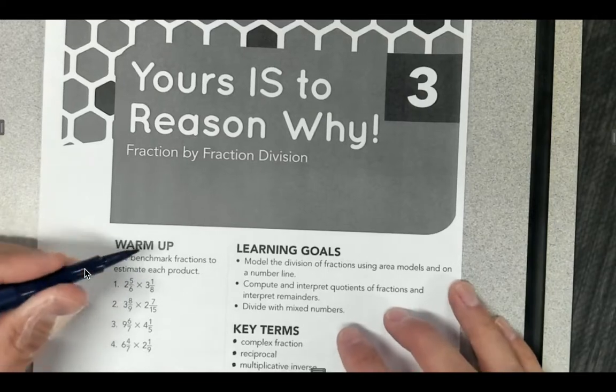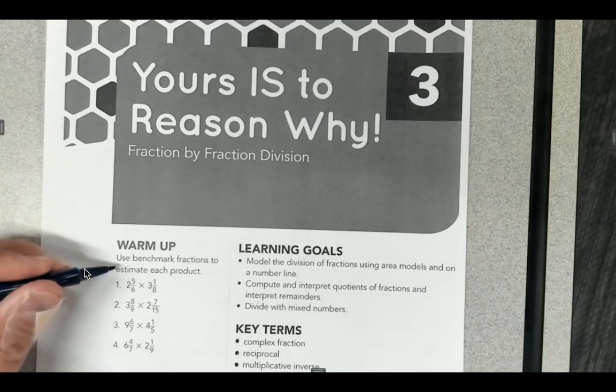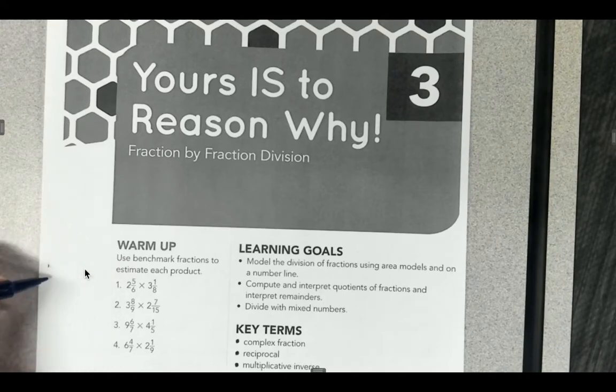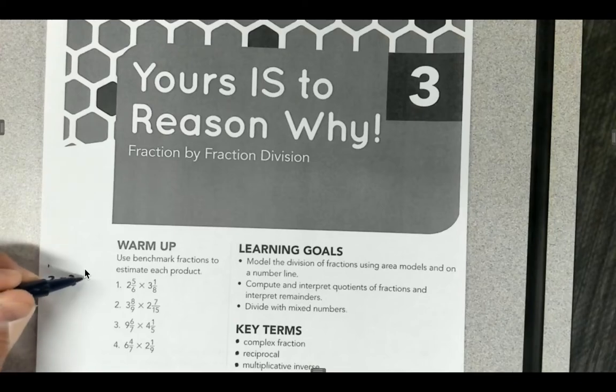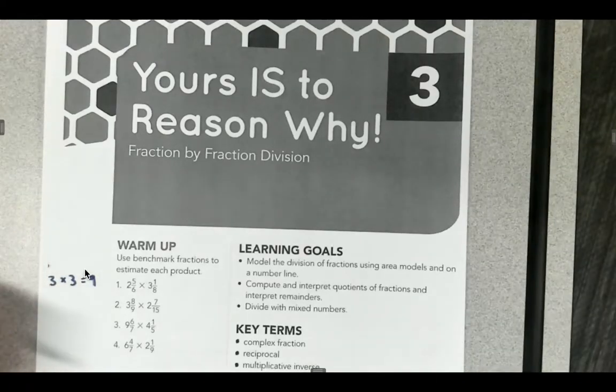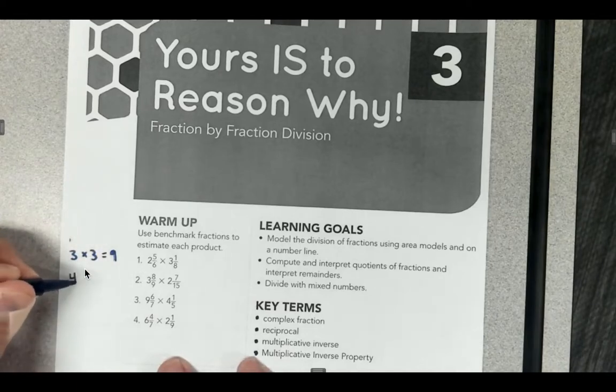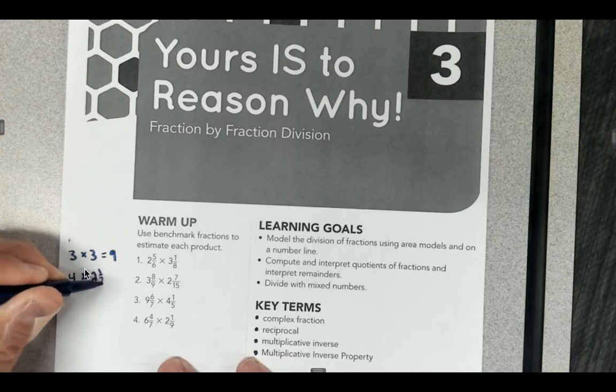In the warm-up, use benchmark fractions to estimate each product. Okay, 2 5/6 is close to 3. 3 1/8 is close to 3. 3 times 3 is 9. 3 8/9 is close to 4. 2 5/7 is close to 2.5.